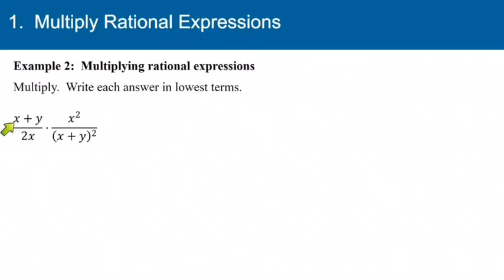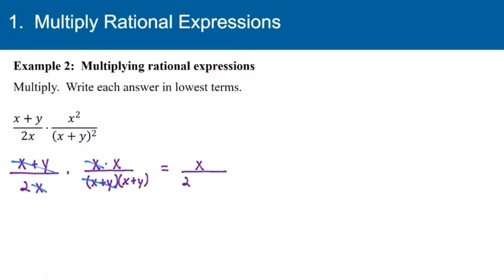So x plus y won't factor and 2x won't factor, so we'll keep those the same. X squared we can write as x times x. And (x plus y) squared we can write as (x plus y) times (x plus y). Okay, now I have an x plus y in the top and an x plus y in the bottom. I'll cancel those out. And I have this x in the top with this x in the bottom, so I'll cancel those out. And now what's left is x in the top and 2 times (x plus y) in the bottom. And that's it. That's our final answer.